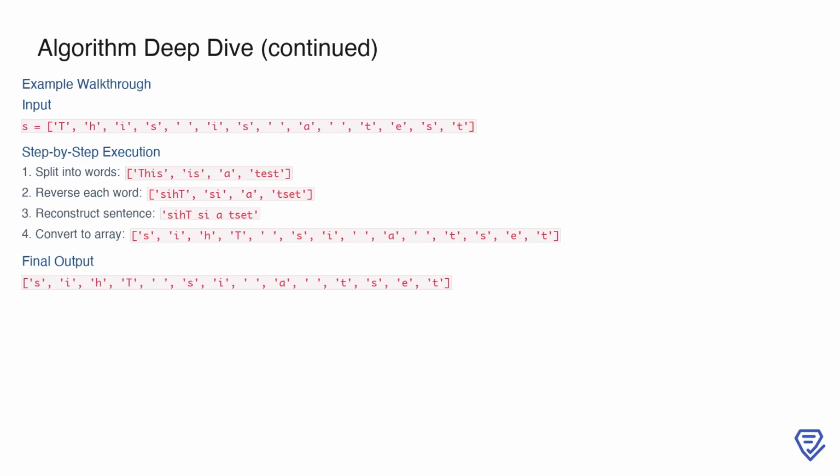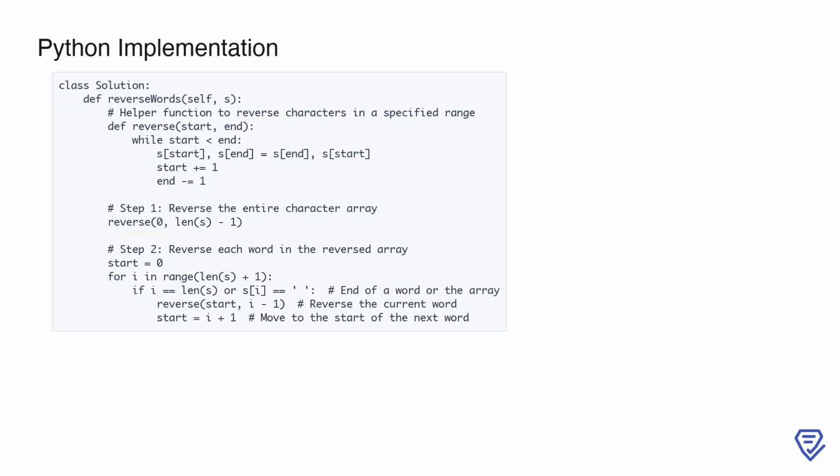This step-by-step process demonstrates how the algorithm handles the input to produce the desired result, adhering to both the problem's requirements and constraints. The code implements a solution to LeetCode problem 186, Reverse Words in a String II. The input is a list of characters representing a sentence, and the goal is to reverse the words in place without using extra space for another array.